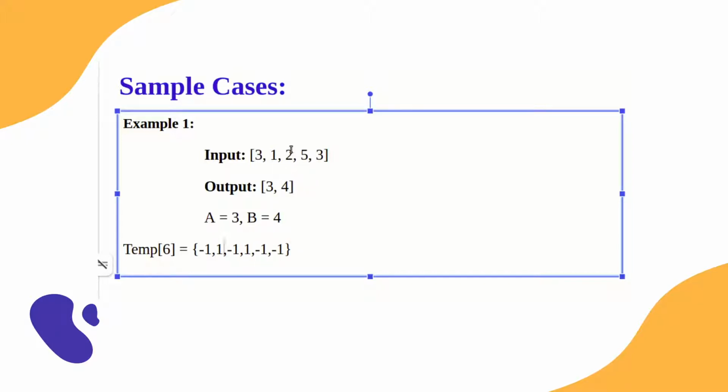Now we visit 2, so let's do the same and update it to 1. We visit 5, so let's update the value at index 5 as 1 instead of -1. And finally we visit 3 again. As you can see, we have visited 3 again, and we come to know that it is already set to 1 and not -1. This is how we identify that this is a repeating element.